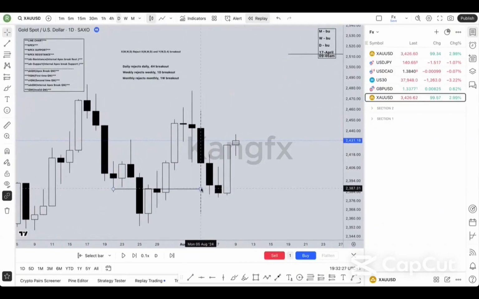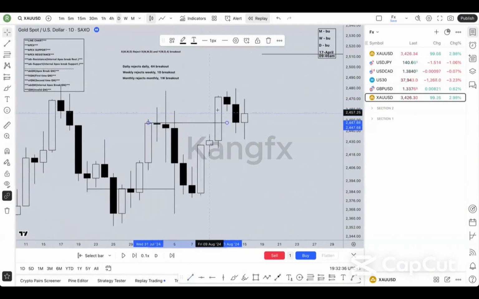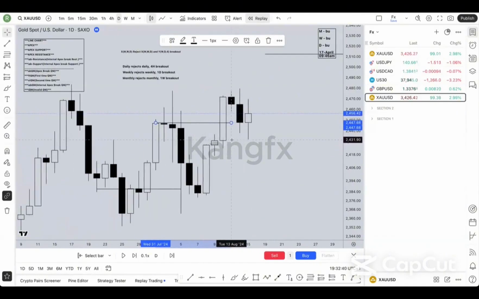So after the weekly reject weekly, there is a resistance here that will need to confirm the breakout. Until that is broken, there is no storyline. We broke it, then the storyline was set. We start looking for buys.